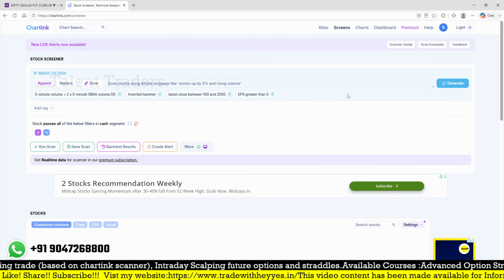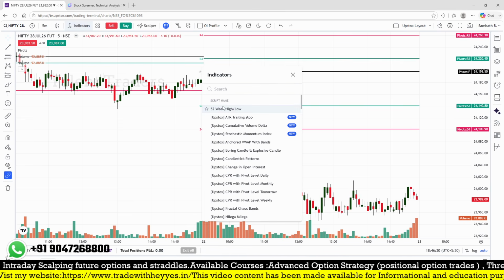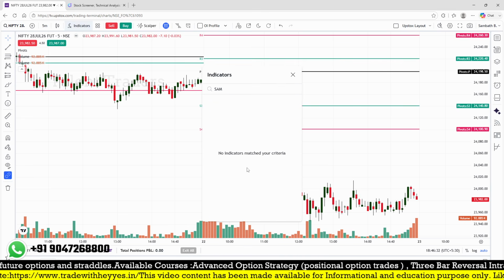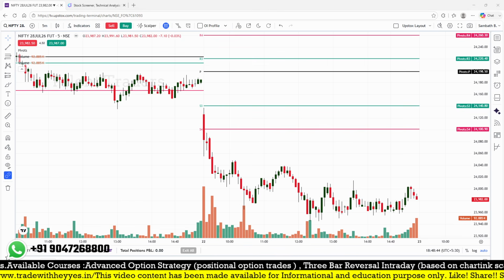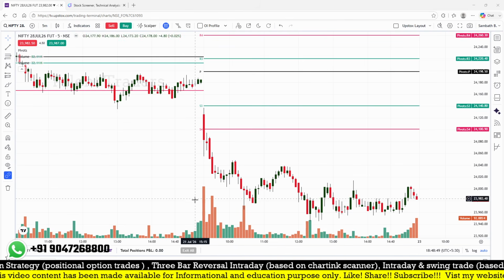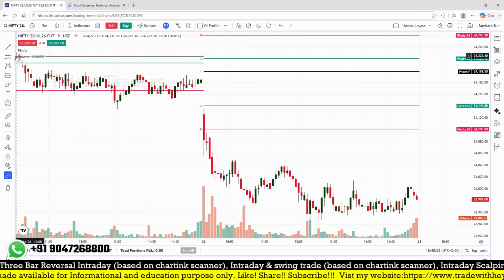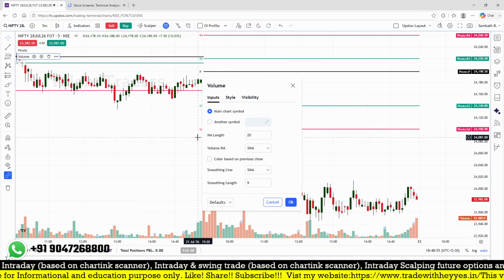Okay, so that's the logic, and I need to add the SMA on volume. Let me first add the volume. How do we get an average volume? Here in this volume indicator, we have to add some settings. So I just go to the settings.